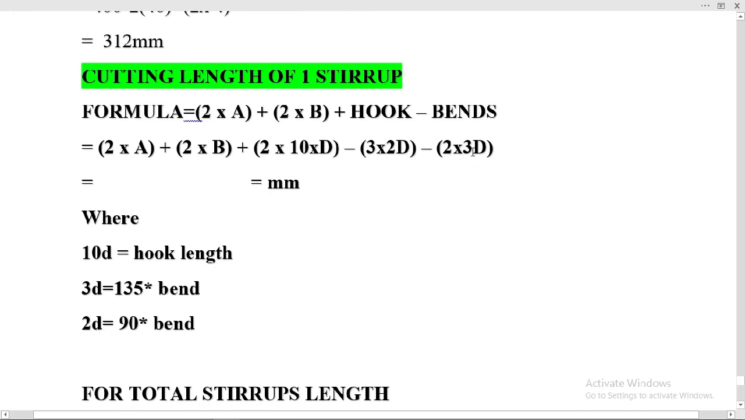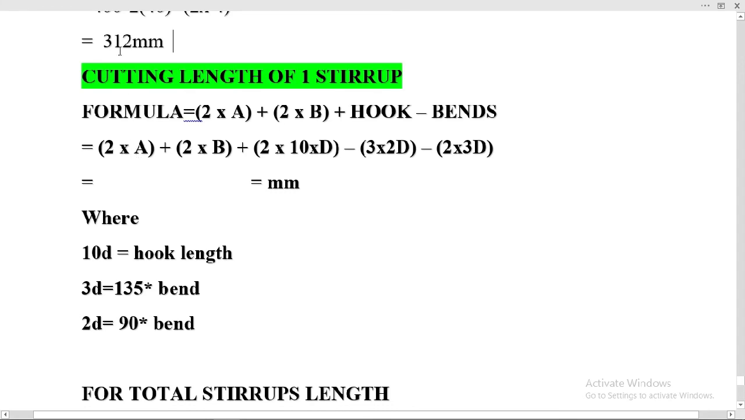We have 2 hooks of 135-degree bend, so that's why we multiply 2 into 3d in one stirrup. For a 135-degree bend, we have the formula 3d. So let me calculate it by just putting the values.